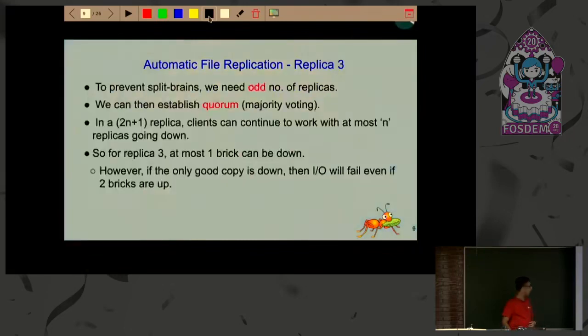So how do you avoid split brains? You have to have a notion of quorum, which means that you need to go at least for replica 3, or basically an odd number of replicas. The general rule is that for a 2n plus 1 replica, you can tolerate the failure of at most n nodes. So with replica 3, you can tolerate the failure of one node going down. The thing to note here is that just because you have replica 3 and 2 nodes online, you cannot say that you are always guaranteed to serve a read. If the only good brick which had witnessed all the writes goes down, then you still have to fail the IO.